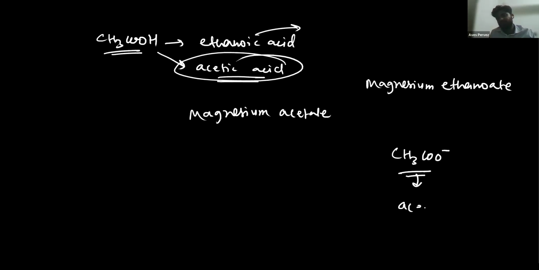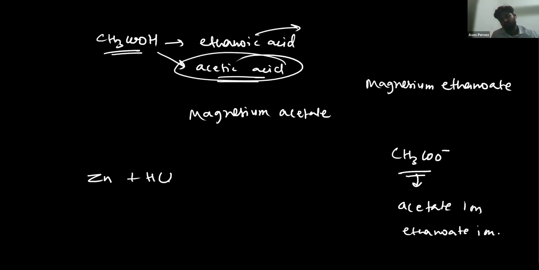Ethanoate means this ion, CH3COO minus. It has two names: one is the acetate ion, another one is the ethanoate ion. So copy this one. This has two names. Yes, sir. Noted.